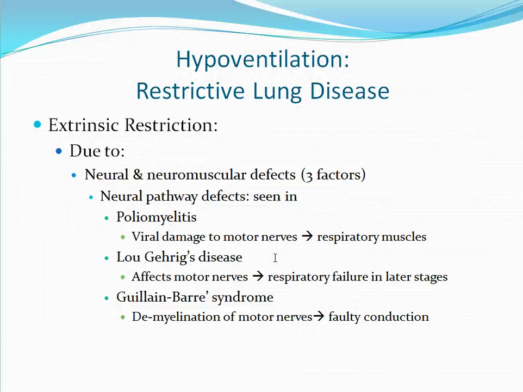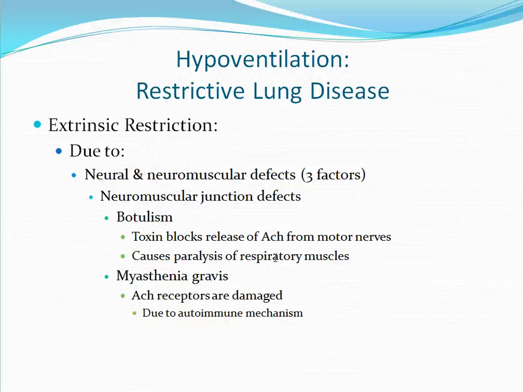The second defect could be a neural pathway defect. These are typically seen in various disease conditions, the first of which is poliomyelitis. Poliomyelitis is due to a virus that ends up damaging the motor nerves that supply the respiratory muscles. Another disorder is Lou Gehrig's disease. This affects the motor nerves, and respiratory failure tends to develop during the later stages. Lastly, Guillain-Barré syndrome. Here you see demyelinization of the motor nerves that leads to faulty conduction.